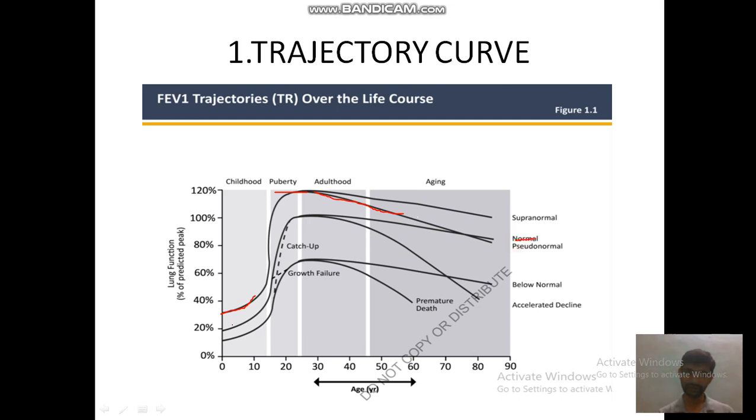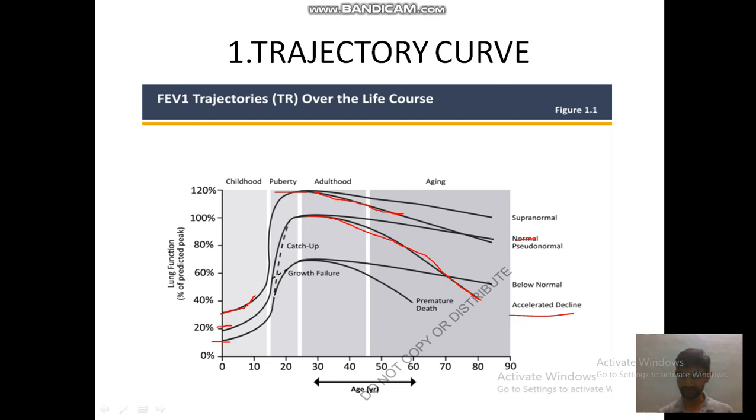Okay, so there are two other trajectory curves which he has given here. They are trajectory curves with a low lung function at birth. That could be because of prematurity, maternal smoking, maternal nutritional deficiencies, or congenital malformations. When such babies grow and reach puberty, they do not acquire the normal lung function peak, and they have low lung function during puberty. And if such a person smokes, there will be accelerated decline. Such a trajectory curve we call an accelerated decline.